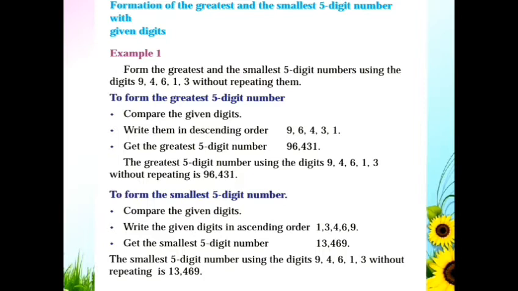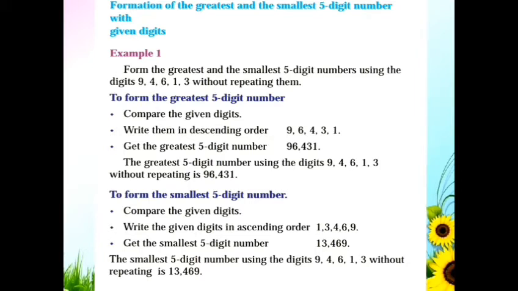To form the smallest 5-digit number, compare the given digits. Write the given digits in ascending order. Here ascending order means small number to big number: 1, 3, 4, 6, 9. Then we get the smallest 5-digit number 13,469. The smallest 5-digit number using the digits 9, 4, 6, 1, 3 without repeating is 13,469.